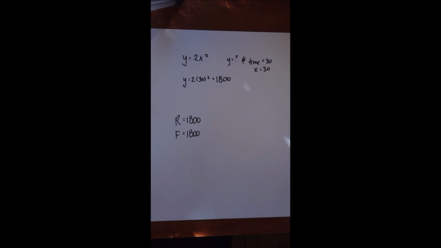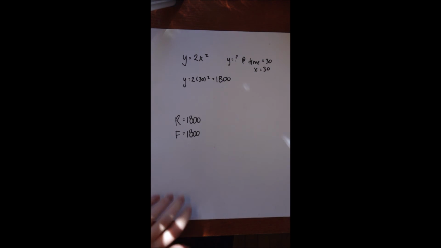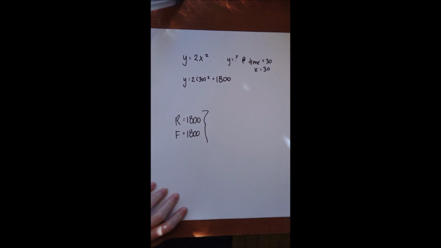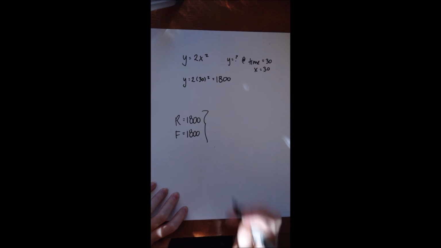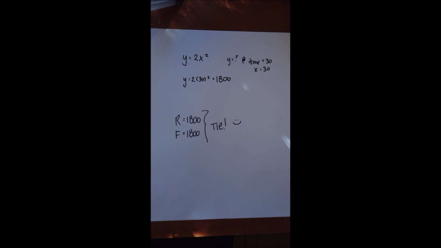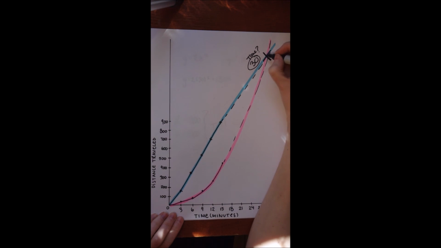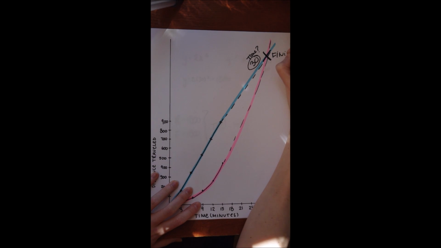Now, looking at our final question, our initial question was, if the race lasts half an hour, who will win? After half an hour, both the frog and the rabbit are going to have traveled 1,800, which means that they are going to have a tie. So everybody wins. Therefore, we can look at our graph. Our graph shows that this here, the time, is actually going to be where our 30 minutes are. So both of them are going to cross the 30 minutes or hit our finish line after 30 minutes.